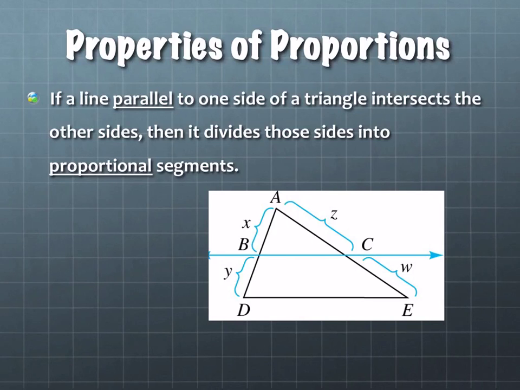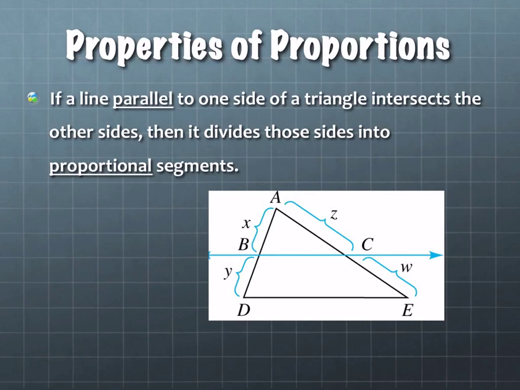segments. Okay, so now I know some of you have taken proportional statistical reasoning. So a proportion is just an equation of ratios. Two fractions that are equal. So if you're taking a look at this one right here, they're saying that one side of a triangle intersects, it divides the sides into proportional segments.